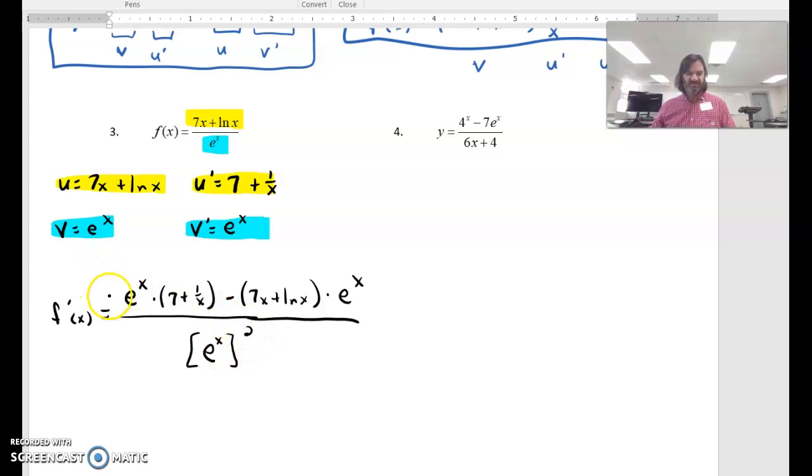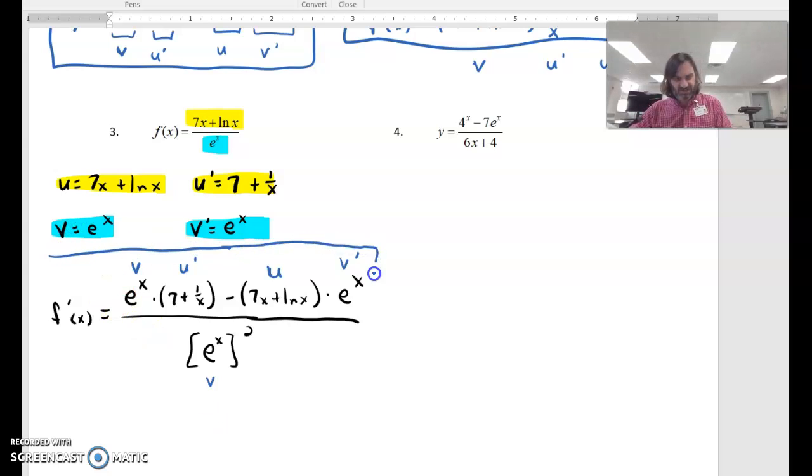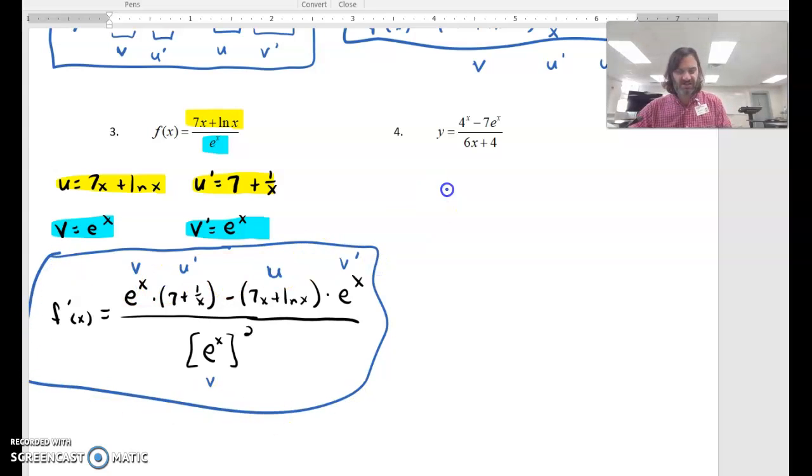So that gives me e to the x times the quantity 7 plus 1 over x. That is my v times u prime. Let me put that in here. V u prime minus the quantity 7x plus natural log of x. That's my u times e to the x. That's v prime. All over the original v squared, which was e to the x squared. Okay. I understand the quotient rule can get rather large, but it's our tool for handling things that are a little bit out of control.